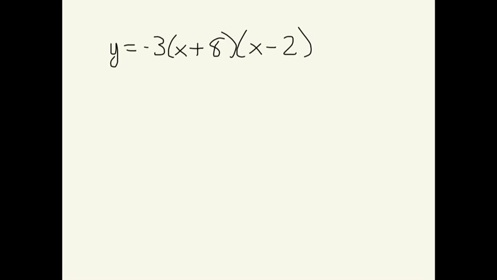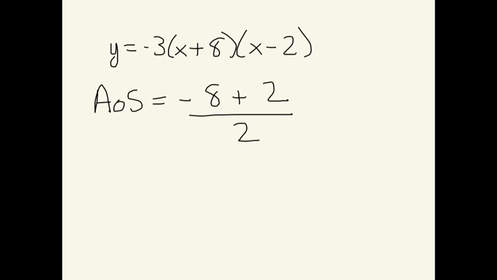So what we need to do is find the vertex. Well, that's pretty easy because we can also use the axis of symmetry equation to figure that one out. In that case, you're going to plug in the m and the n, so it's going to be negative 8 plus 2, and then you're going to divide that by 2. So negative 8 plus 2 is going to be negative 6. Negative 6 divided by 2 is going to be negative 3. Now that we have that, we have half our vertex. Our vertex so far is going to be negative 3.